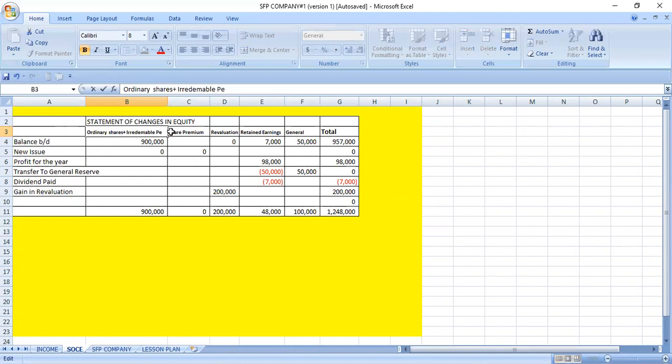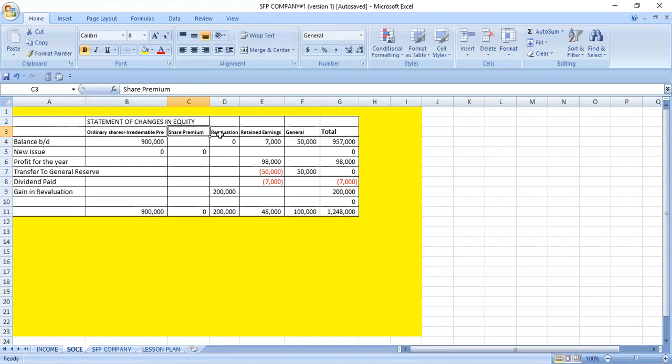If we have got preference shares that are not to be redeemed, to redeem preference shares is a concept of buying back the shares. So if they're irredeemable preference shares, you are supposed to include them under equity. So equity is a component of ordinary share capital plus irredeemable preference shares. Please note that it is irredeemable preference shares, not redeemable. Then it's a component of share capital.